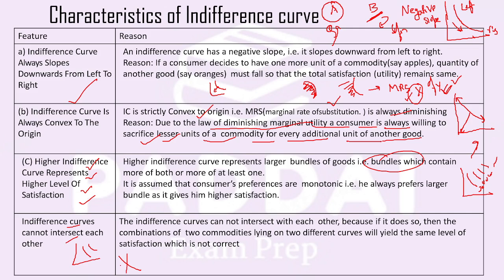The reason they do not intersect with each other is they have to give the same level of satisfaction. A and B cannot intersect with each other. The reason is when they are intersecting, one has to be 0, which is not possible because satisfaction has to be the same. So when satisfaction has to be the same, one cannot be 0, and this is the reason why they do not intersect. So these are the four important characteristics of the indifference curve, defined with the reasons.